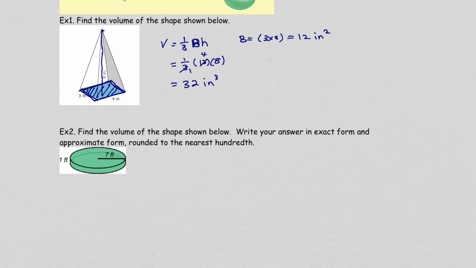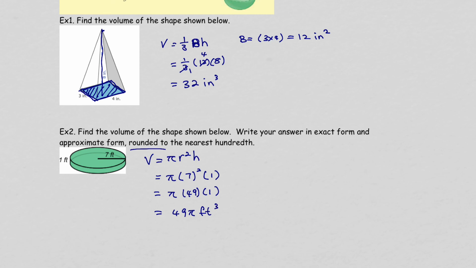So let's see, what about 2? The second one. This is a cylinder, right? So what was the formula for the cylinder? Finding the volume of the cylinder was pi r square h. So when you replace this given value, r is 7, height is 1. Then that gives you pi and 49 times 1. This looks like 49 pi cubic feet.